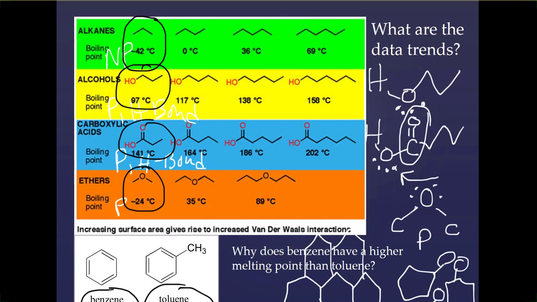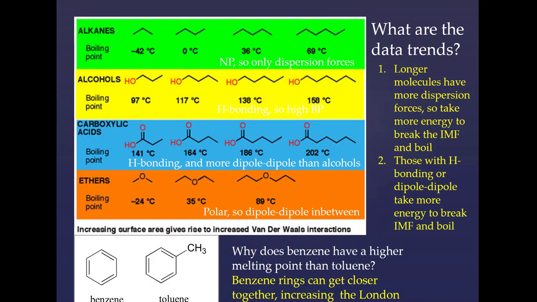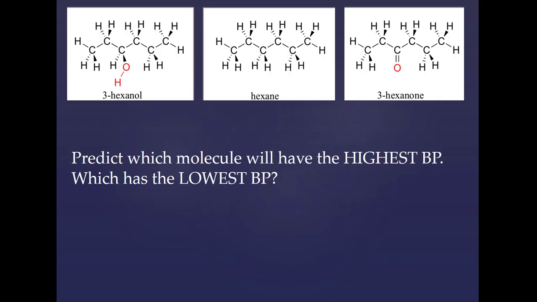So those dispersion forces is all we have here. Where in our first example, they can fit very closely together. In our second example, they can't fit as closely together. So we get a much stronger dispersion force in the first instance with the benzene, and not as much in the toluene. So it's easier to rip it apart. And that's reflected in the boiling point.